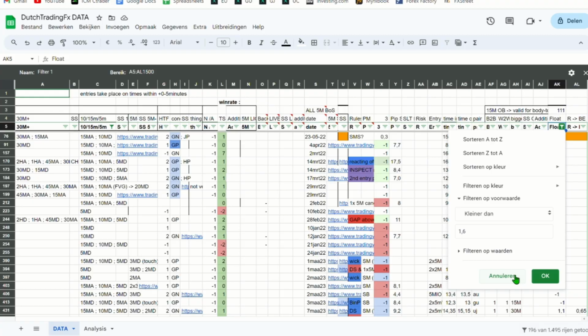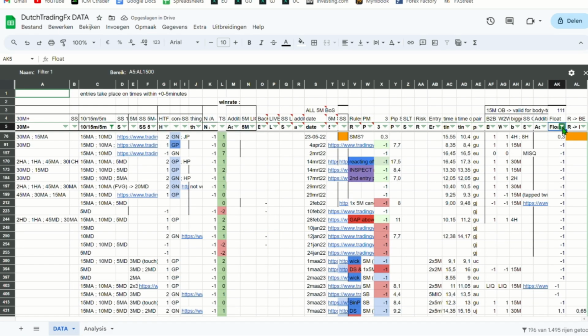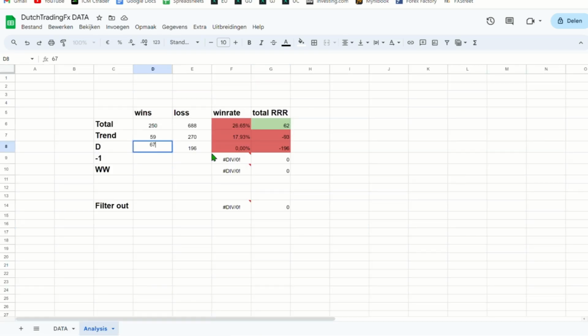So with this rule, I will have 196 losses. Let's put that in, 196. And I will have 67 wins. That means that if I do not follow this rule, these particular trades will have a 25% win rate and generate almost no profits. So I will filter this rule out.